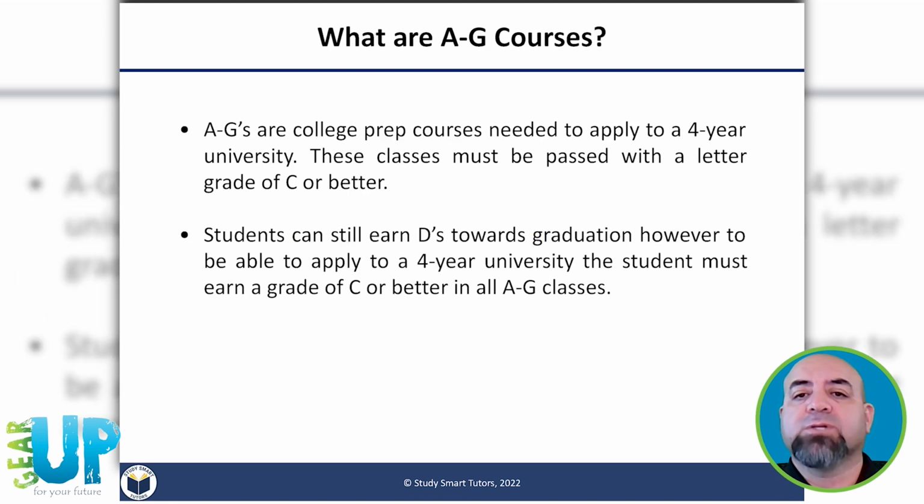Today, we're going to start talking about what are A through G courses. Well, A through G courses are college prep courses needed to apply to a four-year university. These classes must be passed with a letter grade of a C or better. Students can still earn these towards graduation. However, to be able to apply to a four-year university, the student must earn a grade of C or better in all of the A through G courses.